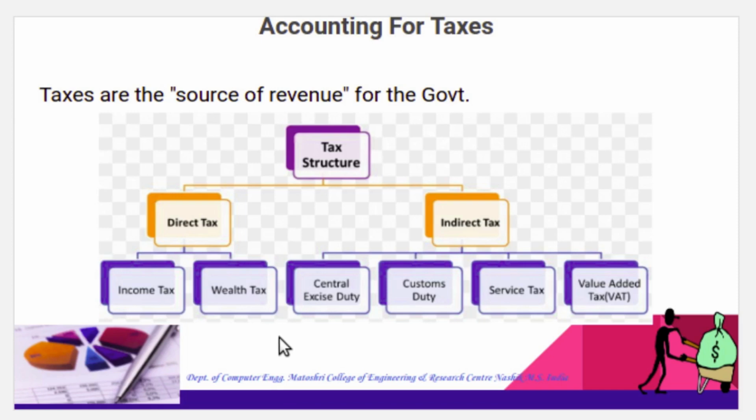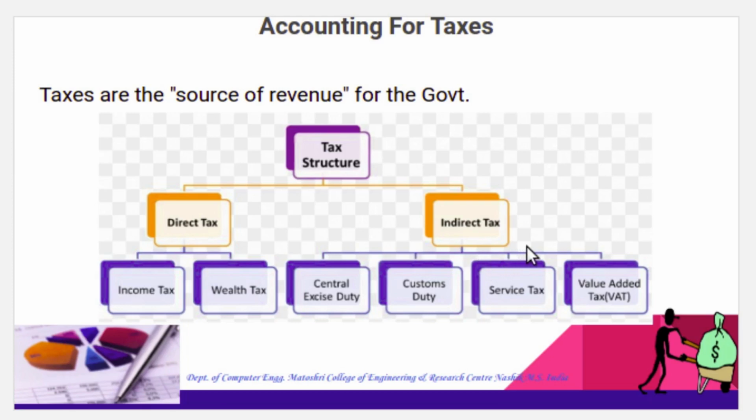Now we will discuss another tax, that is indirect tax. What is this indirect tax? This indirect tax is levied by the government on goods and services and not on the income or the profit or the revenue of an individual, and it can be shifted from one taxpayer to another taxpayer.